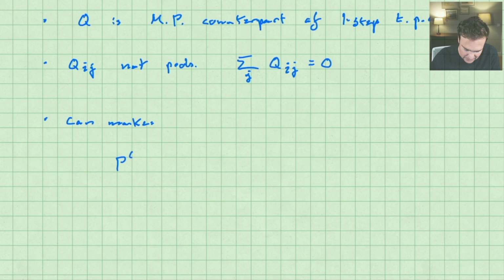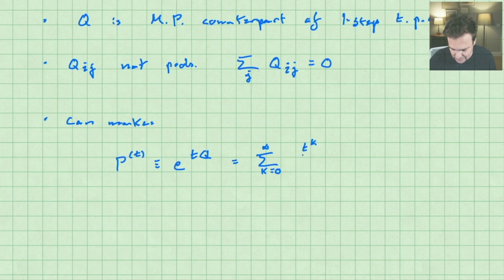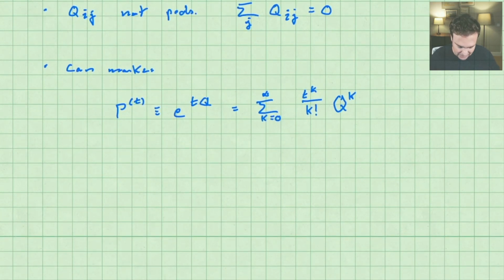You can make this P with a superscript t, if you define that to be e to the tQ, which might bother you, having a matrix in an exponential like that. But you can define it using a Taylor series: the sum over k of t to the k over k factorial times powers of the matrix. Don't worry about the matrix in an exponent. This is the matrix that contains probabilities of transitions between states in some time t.